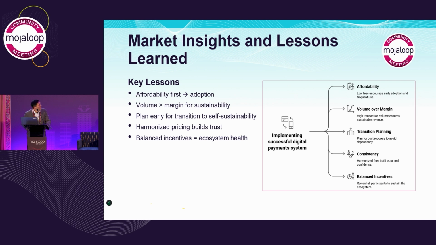So, finally, we need a balanced incentive. The pricing model must be structured in a way that every participant in the ecosystem is rewarded for their role. So a healthy ecosystem is one where everyone wins, not only one or a few parties.